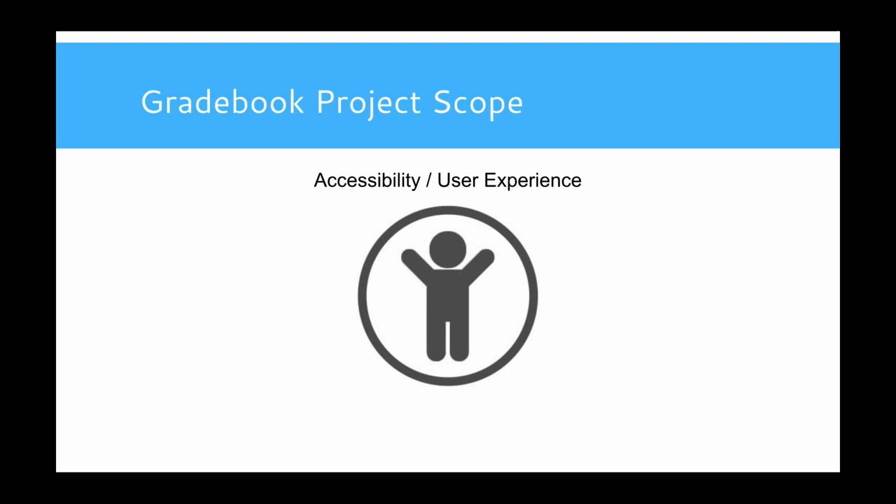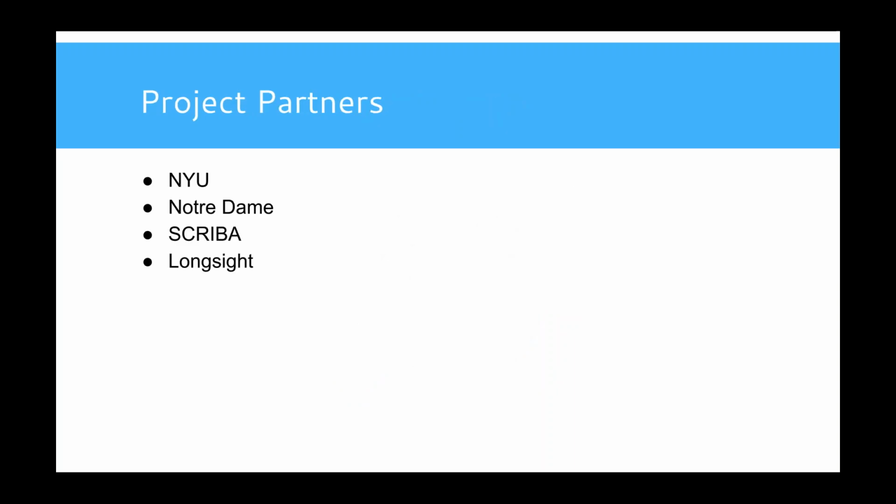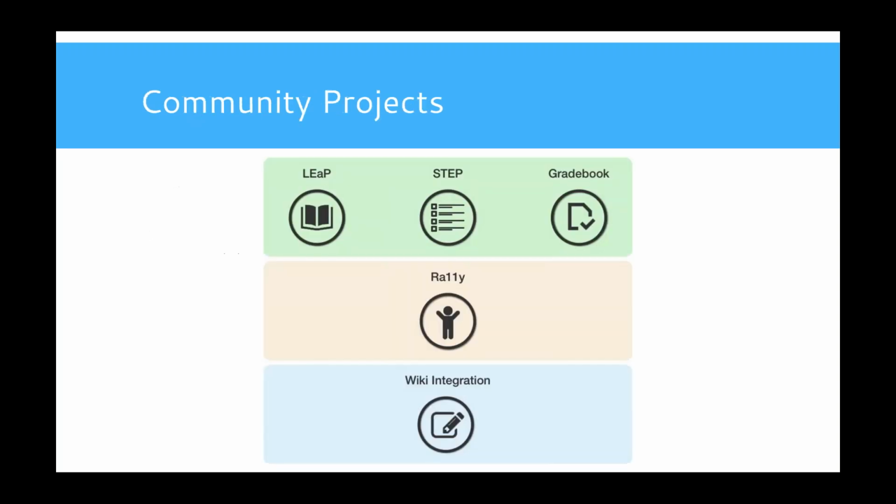And in line with that, we wanted the tool to be accessible. And accessibility and user experience really go hand in hand. At the Apereo conference before last, I think it was in Miami, we talked about community projects with different schools and vendors. At NYU, we worked with Longsight, and they had expressed interest up front. But it was at that conference that Scriba and Notre Dame expressed their interest as well. So they all contributed to the development of this tool, while NYU provided the project management for it.